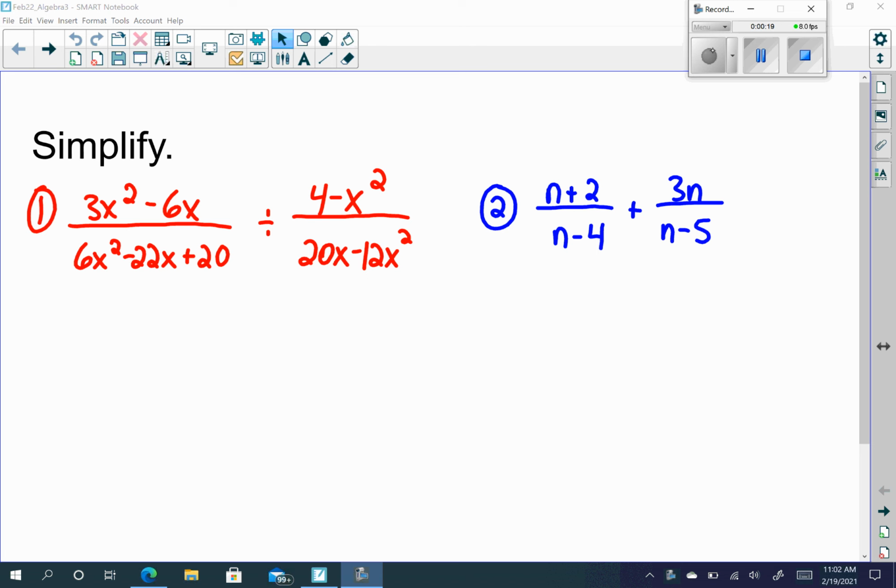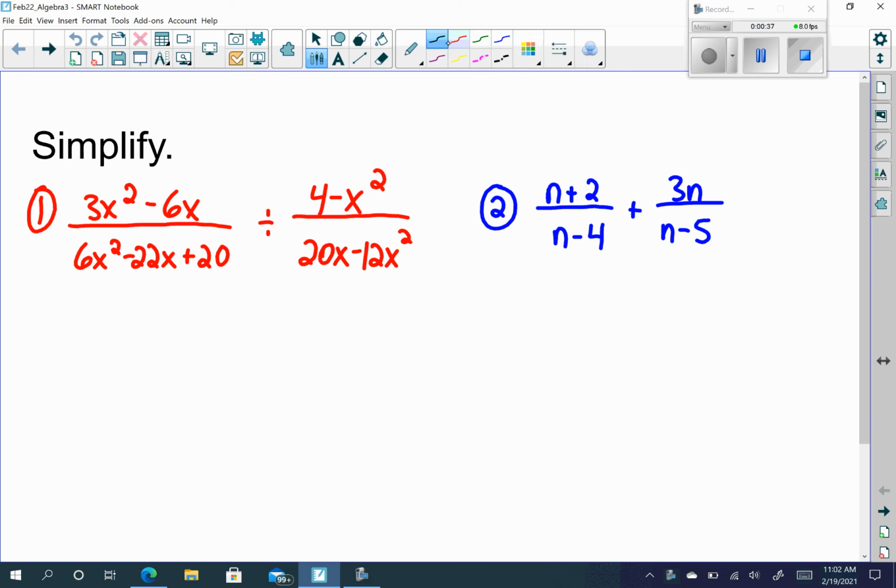So pause the video. You don't have to state restrictions. Just pause the video to give these a try. And then if not, if you just want to watch as I go over these, that's fine, but please make sure you're really looking to understand how to do these. So pause the video if you want to give them a try first. If not, just let this play and follow along.